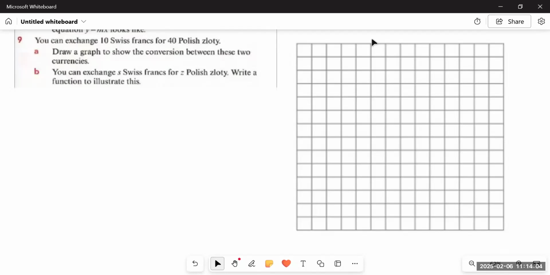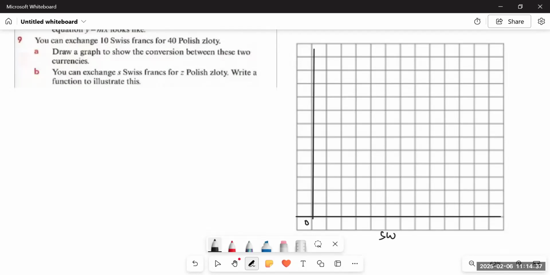So first we are going to draw the x-axis and y-axis on this one. So this is the x-axis and this will be the y-axis. You see, this is how first we are going to draw the x-axis and y-axis. This would be the origin. And how are we going to mark the points at the x-axis? So let's take Swiss franc on the x-axis. You can draw either of them on the x-axis. Okay, so let's take Swiss franc on the x-axis and Polish zloty on the y-axis.